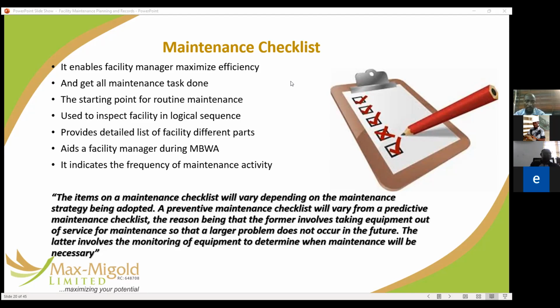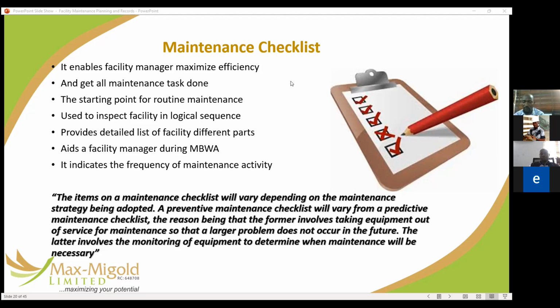The reason being that the former involves taking equipment out of service for maintenance so that a larger problem does not occur in the future. The latter involves monitoring the equipment to determine when maintenance will be necessary. So your predictive and your preventive are quite different from each other.